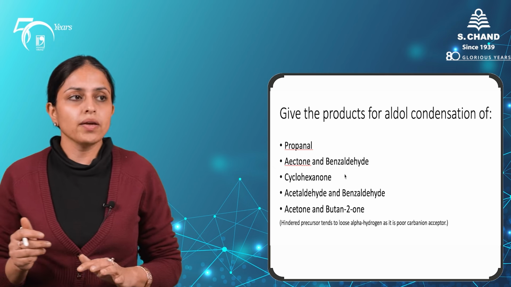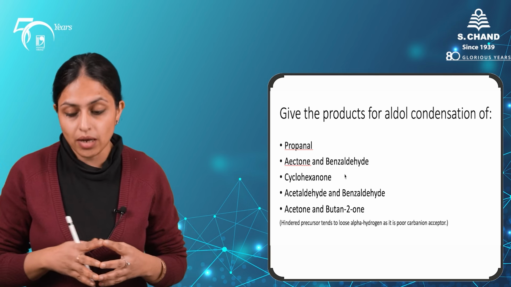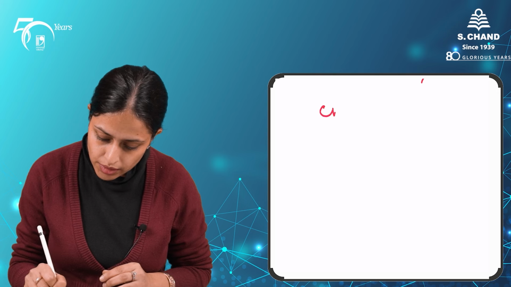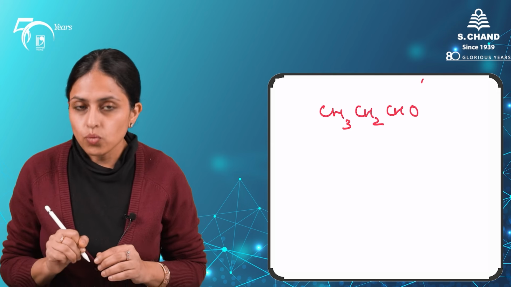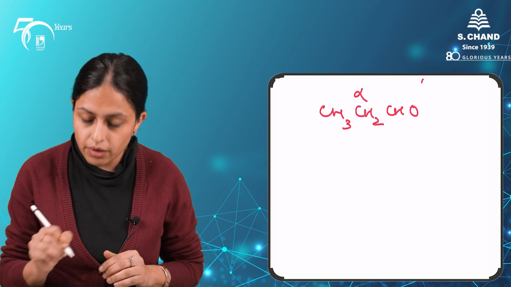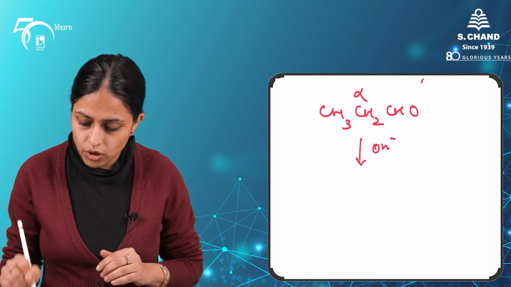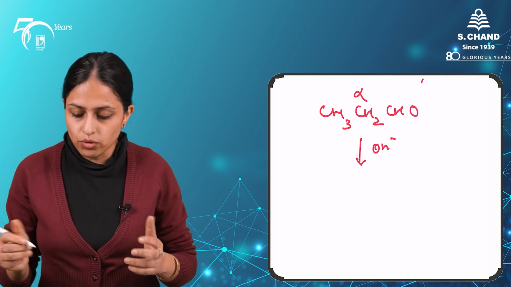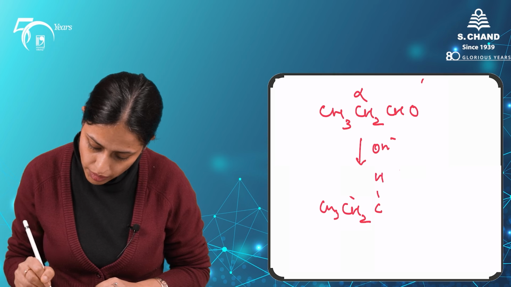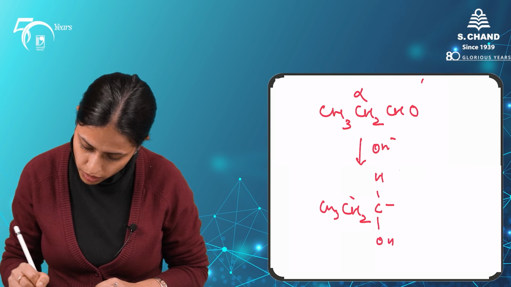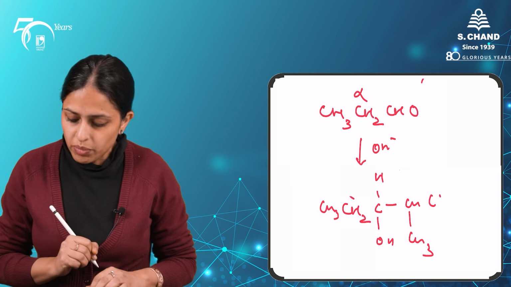Suppose we want to carry out the aldol condensation between two molecules of propanal. So propanal is CH3, CH2, CHO. So what are the alpha hydrogens over here? There are two alpha hydrogens over here. So under the conditions of mild base, dilute NaOH or dilute KOH, what will be the product? The product will be CH3, CH2, CHOH, CH, CH3, CHO. So this will be the product.